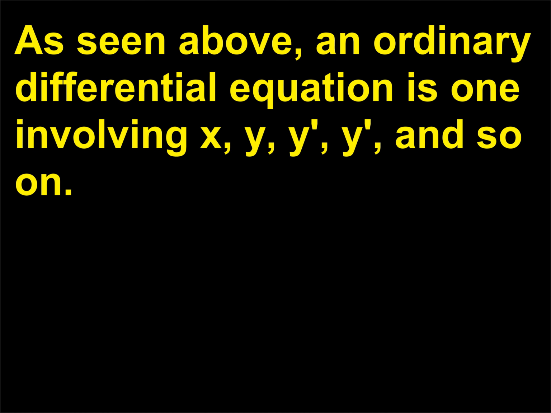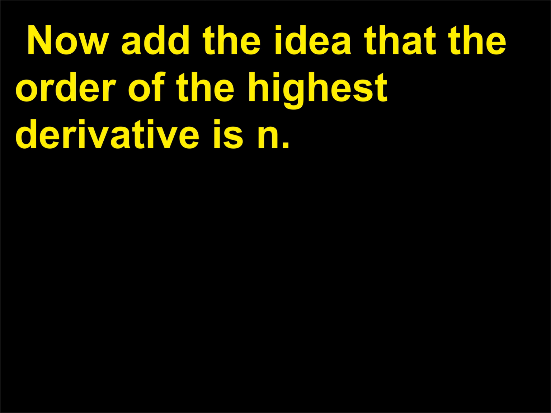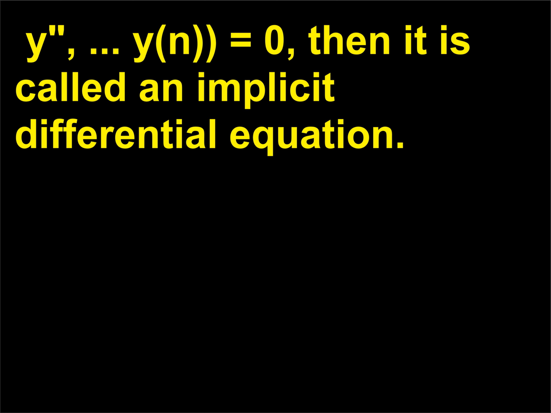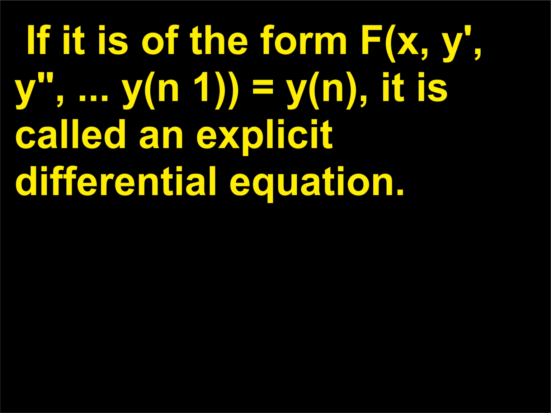As seen above, an ordinary differential equation is one involving x, y, y', y'', and so on. Now add the idea that the order of the highest derivative is n. Thus, if a differential equation of order n has the form f(x, y, y', y'', ..., y^(n)) = 0, then it is called an implicit differential equation. If it is of the form f(x, y, y', y'', ..., y^(n-1)) = y^(n), it is called an explicit differential equation.